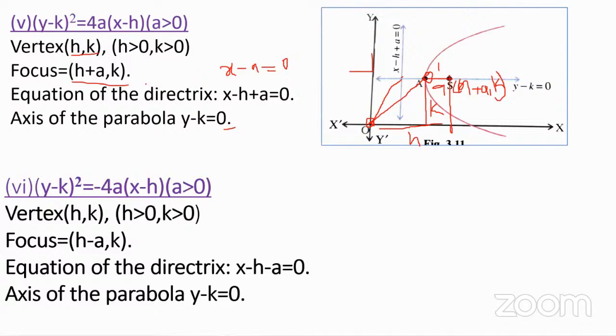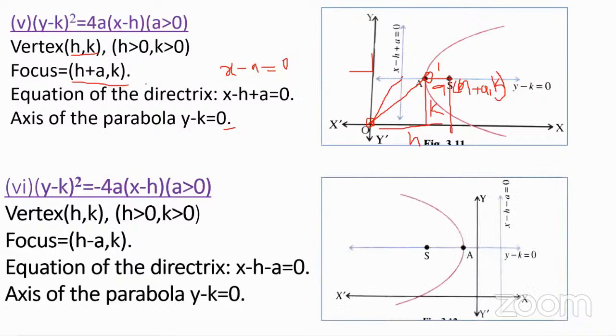The axis of the parabola is y minus k equals 0. The diagram is as follows. Similar properties hold for this one. This one is positive and this one is negative, which is just the difference between them.